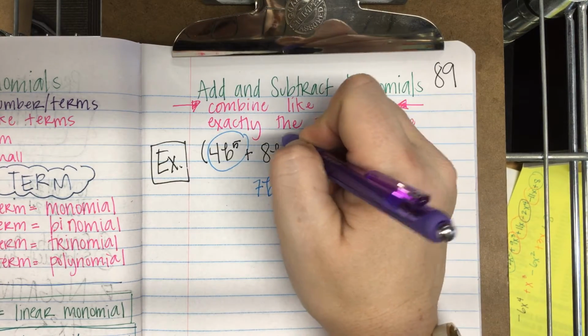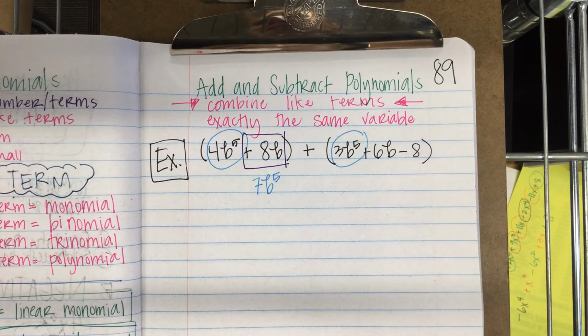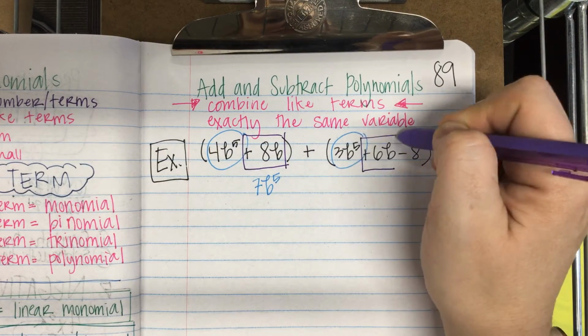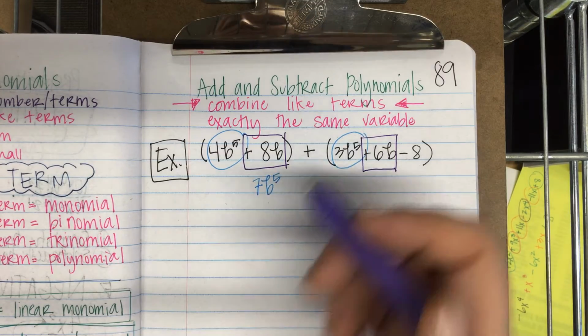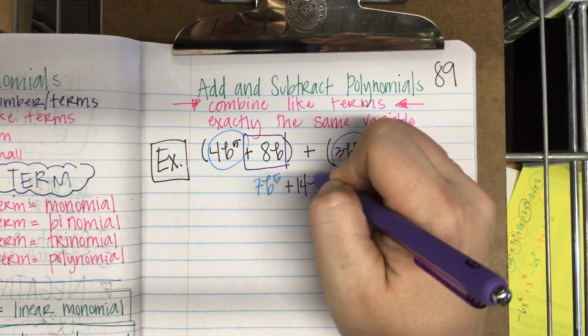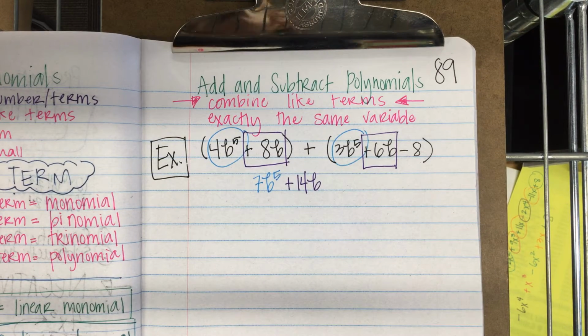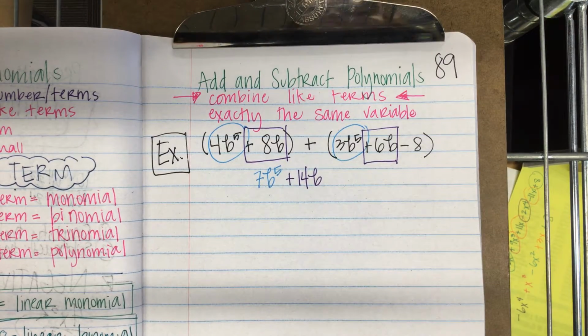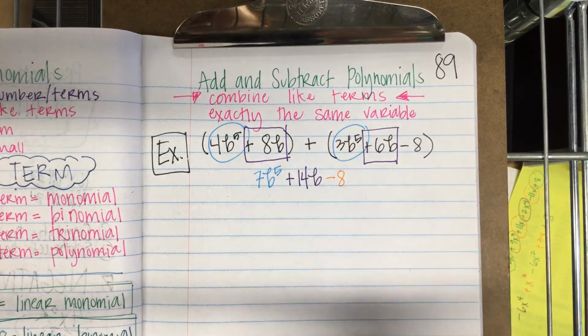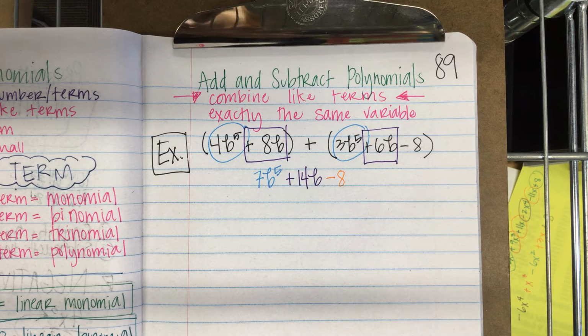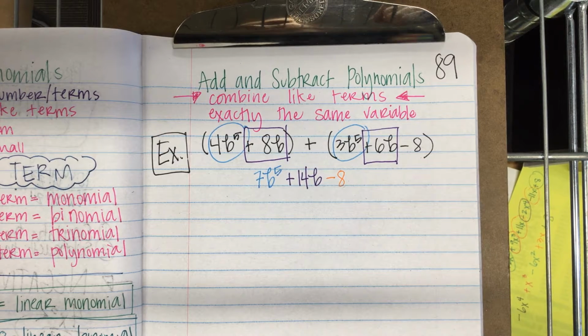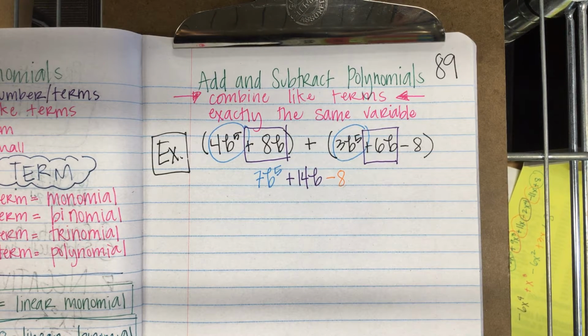Then I also am going to combine positive 8b plus 6b to get 14b. And then I just have minus 8. And there's my answer. I added these polynomials. I don't have a b equals because there's no equal sign, right? I'm not solving, I'm simplifying. Just combining like terms. There is a little trick though.